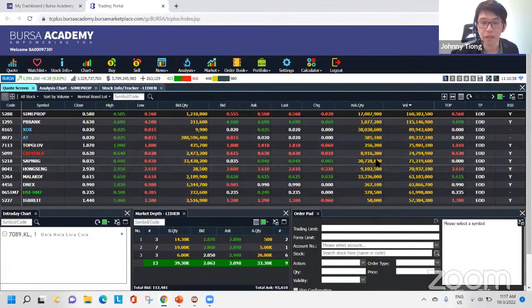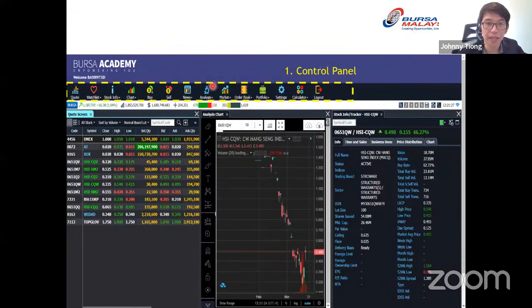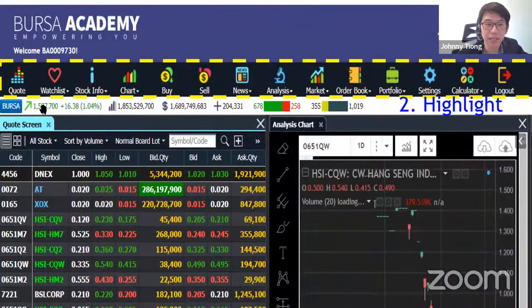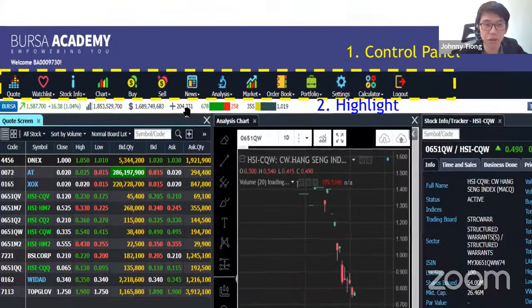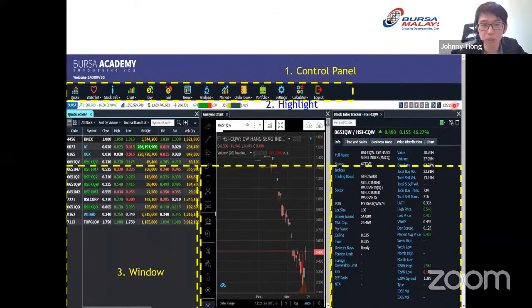So I come back to my slide. There are a few things that I would like to walk everyone through. You see the exact same platform here. There is a control panel on the first panel, the black one. Second is the highlight. Here we have the Bursa price, whether it goes up or down, how many points, how many trades are being traded, and the price. This second one is the highlight. And then here we have layout 1, 2, 3, 4, 5, and a save button.